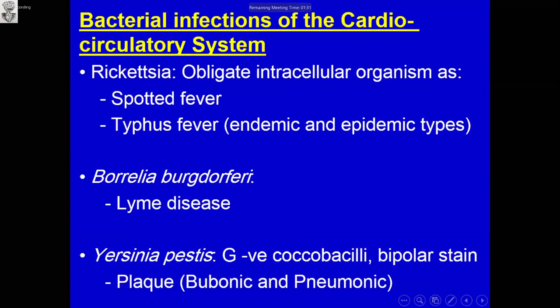Borrelia burgdorferi, which causes Lyme disease, which is common in the United States, for example. Yersinia pestis, which are gram-negative cocobacilli with bipolar staining, causes plague. Plague is now very rare worldwide. The pneumonic type and the bubonic type, which involves the lymph nodes, still have very few cases. Plague was previously called the Black Death.